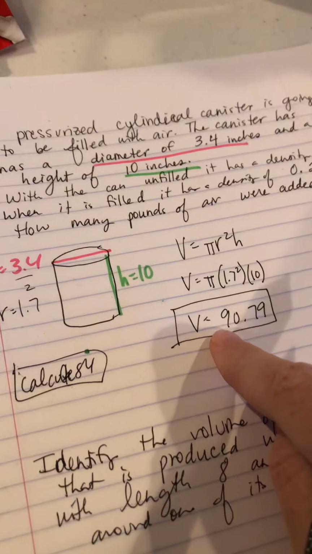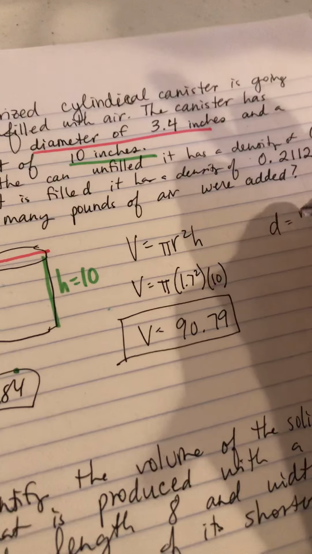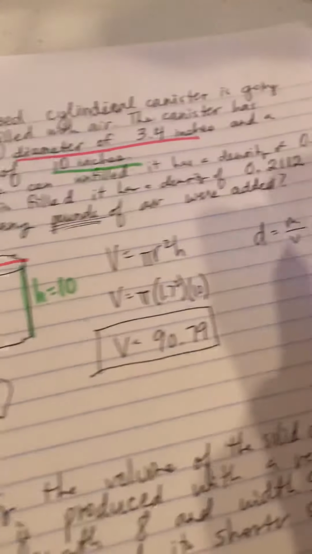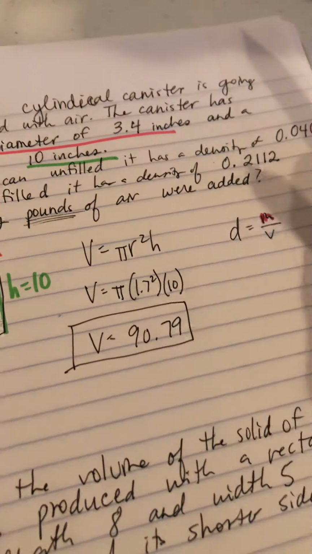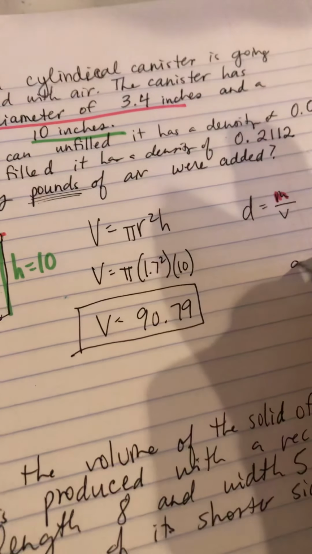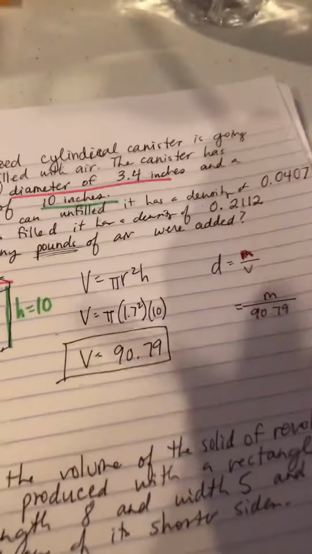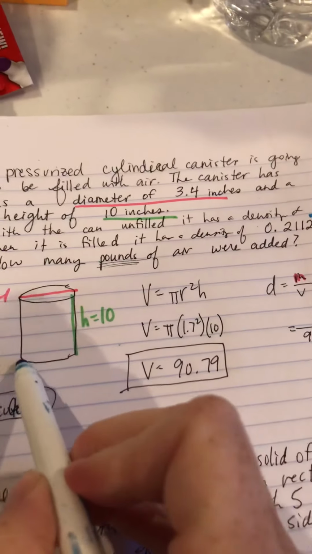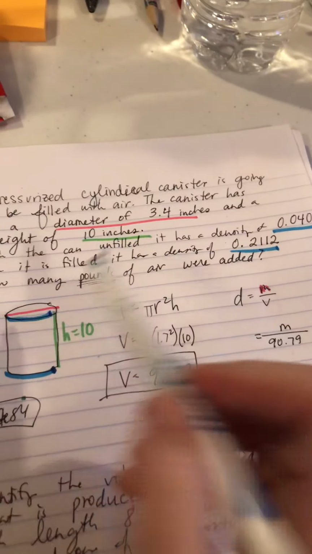But then it says, with the can unfilled, and there's density. Remember, density is mass over volume. It says how many pounds. So we're trying to figure out how many pounds. This is what we're looking for, this M. We just solved for volume, and we found that that's 90.79, and we have to find out what mass is. But it gave me two different things. It says, this is how much the density is before, when there's no air. And then here is after, so completely filled up.